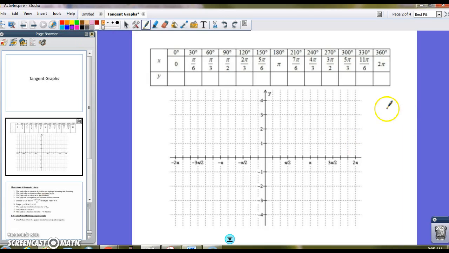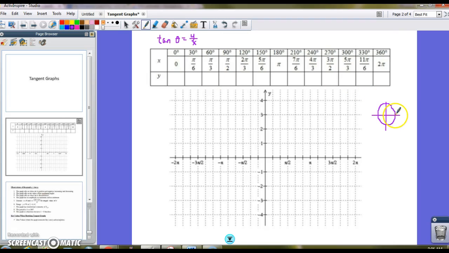Before we start though, let's talk about what tangent is. Remember that the tangent of theta is going to be y over x. We learned about that when we learned about these different trig values when we had our unit circle. I'll draw that over here. When we had our unit circle and we said a point on the unit circle, the x coordinate was the cosine and the y coordinate was the sine. And that's where the tangent comes from.